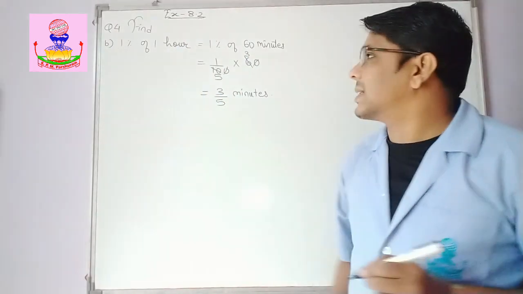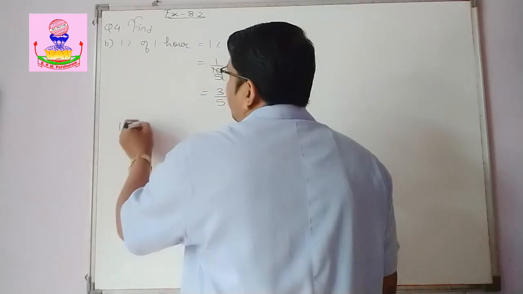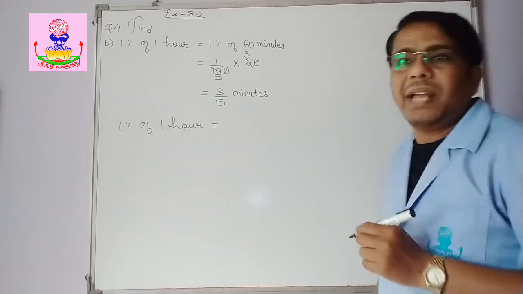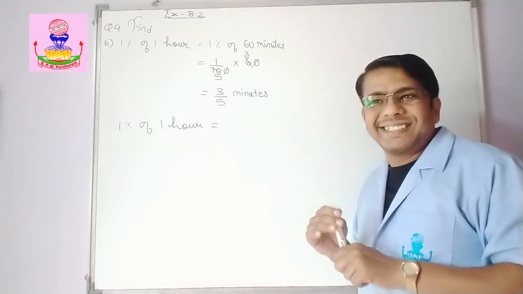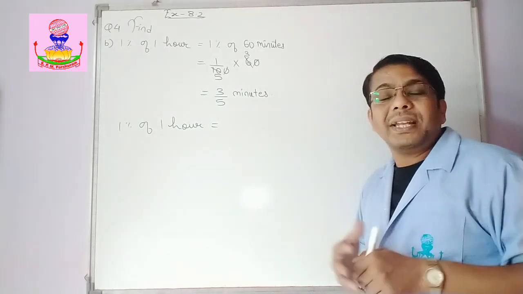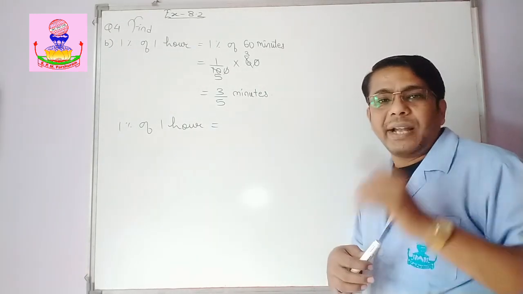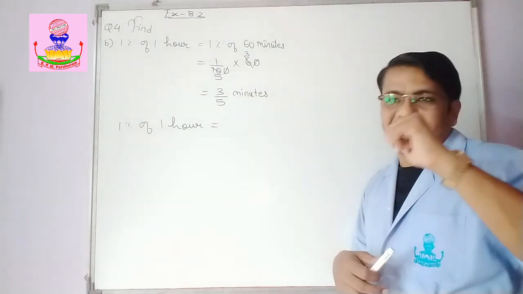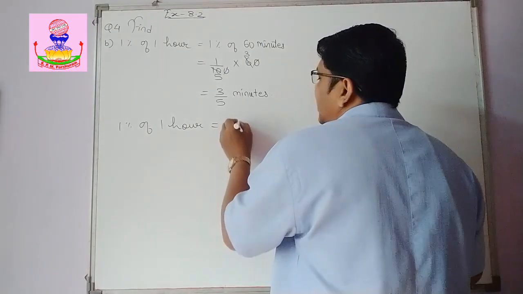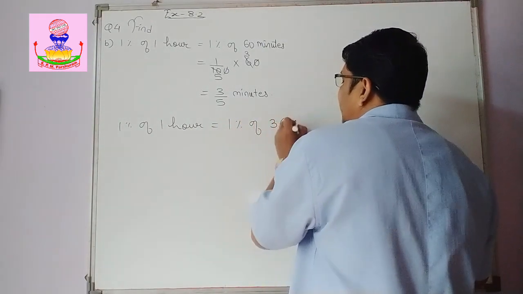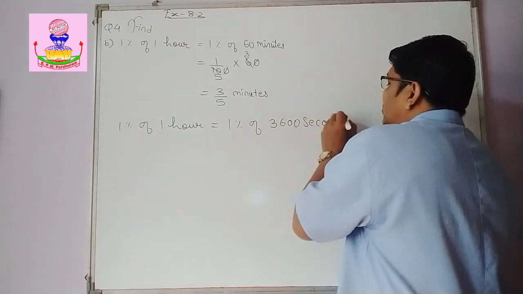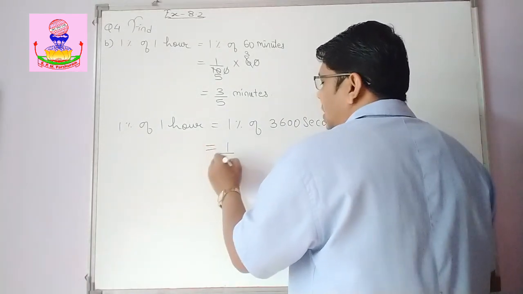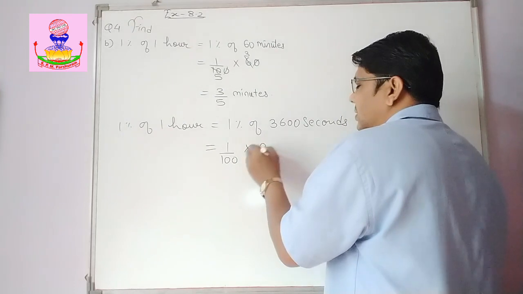Now my dear students, some may have different thinking. Some may convert this into seconds. That is also correct. For example, some may write it like this. 1% of 1 hour is equal to. Now 1 hour means how many seconds? 1 hour means 60 minutes, and 1 minute means 60 seconds. So how much is that? 3600 seconds. Okay. So 1% of 3600 seconds. Okay. So there are two ways you can get the answer.